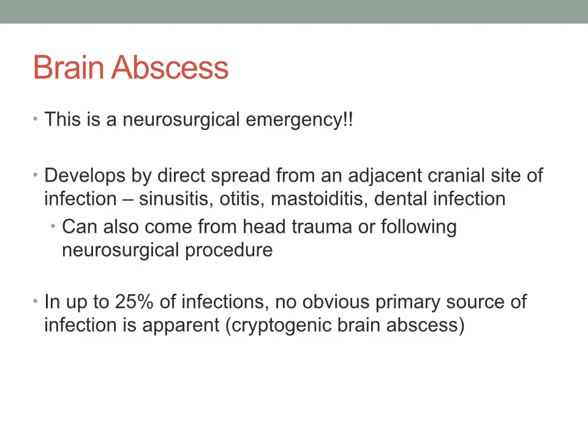These things can also happen if you've had any type of head trauma, because like I mentioned before, if that bone structure breaks, it's opening up the door for bacteria to get in there. And people who have had neurosurgical procedures. In up to 25% of infections, there's no obvious primary source of an infection. You refer to those as cryptogenic brain abscesses, meaning we don't know where the abscess came from. You didn't have a sinusitis before, you didn't have an ear infection before, but suddenly you present with a brain abscess. Those are called cryptogenic brain abscesses, and they can occur in about 1 out of every 4 cases.